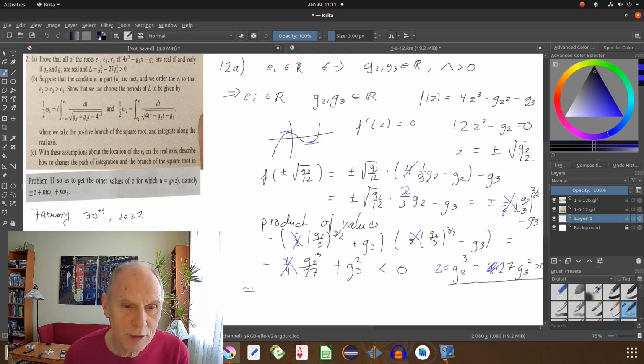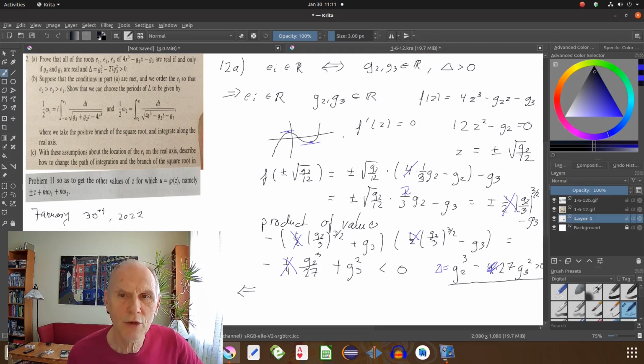So maybe we have just space for it down here. Assuming G2 and D3 is real, and the discriminant is positive, then it seems it's easy to go backwards.